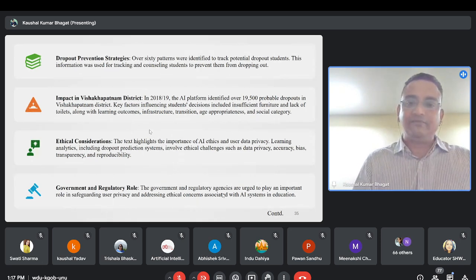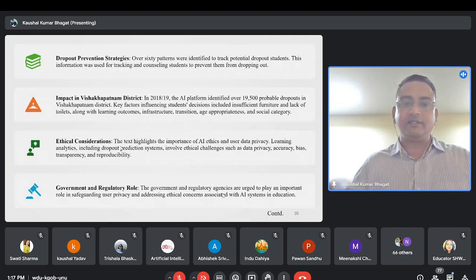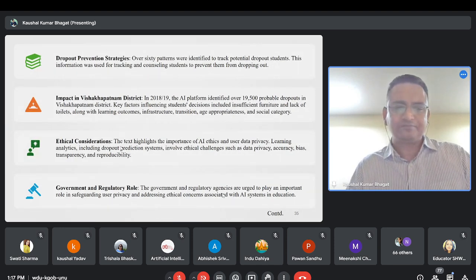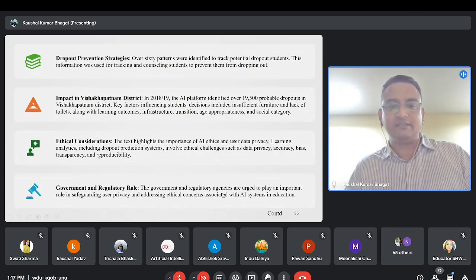So when you have this kind of data, artificial intelligence is very helpful to identify specific patterns, and that is helping with this kind of dropping out. And they have also considered some ethical considerations, like they kept data privacy, accuracy, transparency, and reproducibility also. And they also urged the government to play an important role in safeguarding user privacy. So those kinds of things are involved.